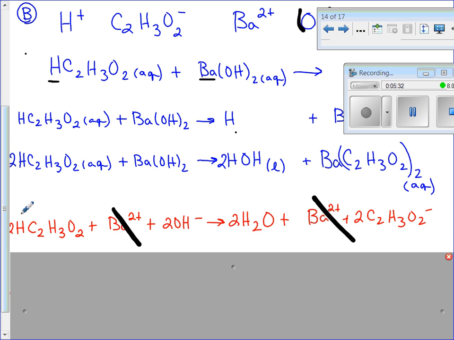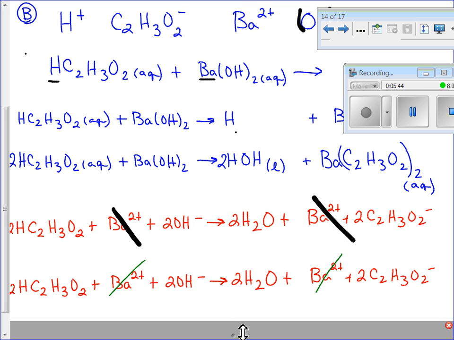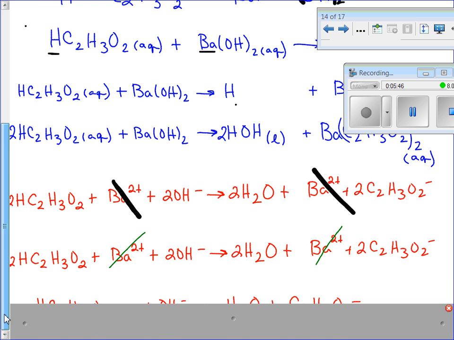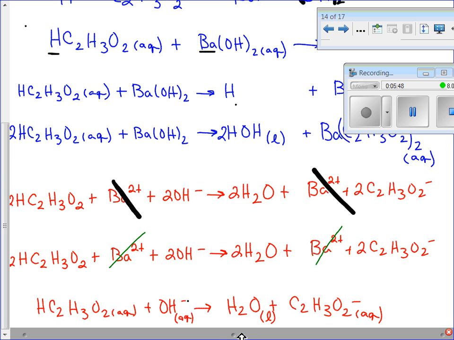But everything else changed in some way. So I have to leave everything else. So I'm just going to pull down all of my reactants that are left over and my products that are left over. And there's your net ionic equation.